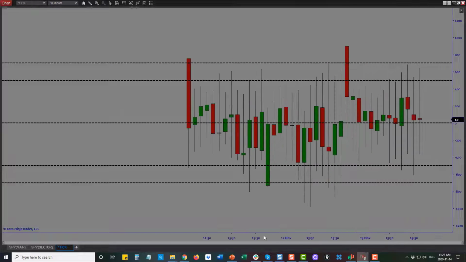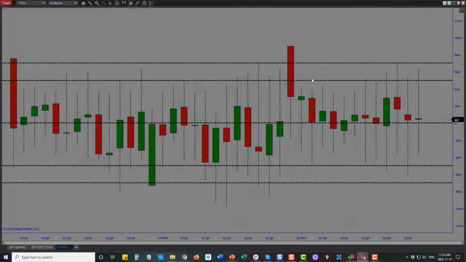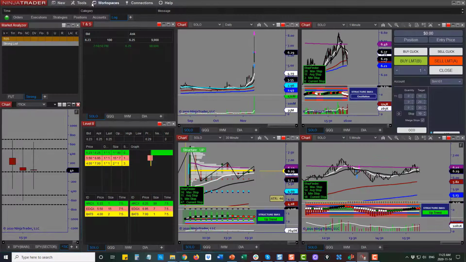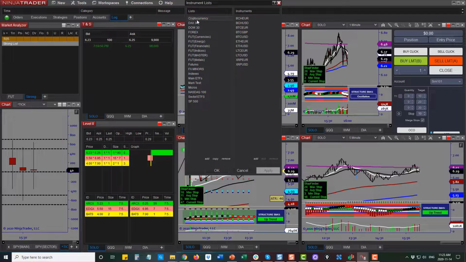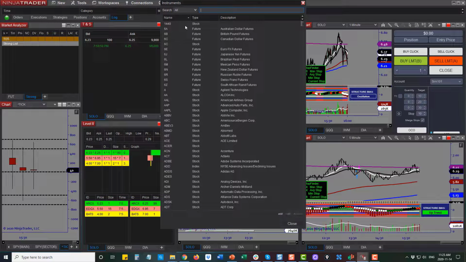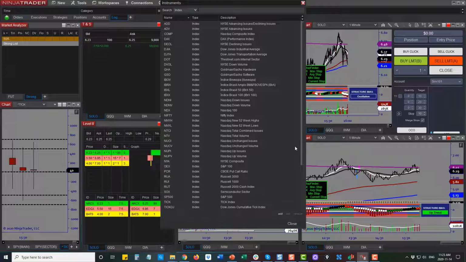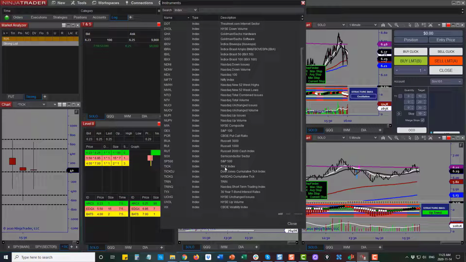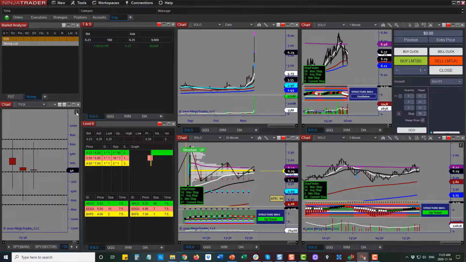This is the example on NinjaTrader. You can load it on several other platforms. You see the ticker is TICK. It's a tick index market. If we were to look at some of the other markets, take a look here, instrument list. Give me a second here. Index. You see down here, it's a tick. So it's a tick index. It's an index market that tracks all of the markets and all of the stocks.